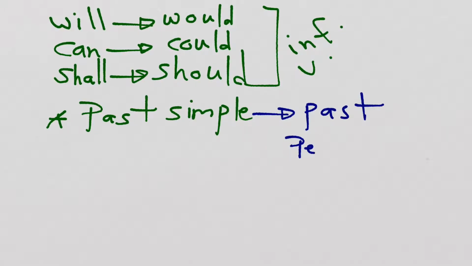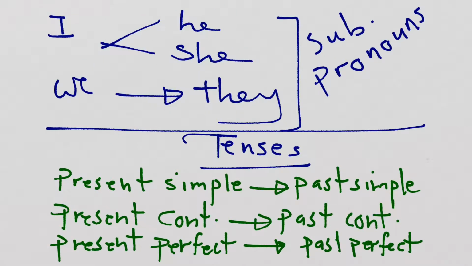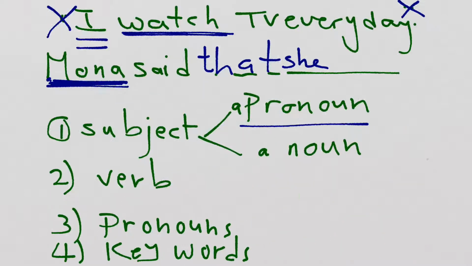So we have two cases in which you change the verb into the past perfect: if the sentence is in the past simple, or if the sentence is already in the present perfect tense. Okay? So let me say again, you have to change the subject pronoun, and you have to change the tense of the sentence. Okay? Let's get back to our sentence.